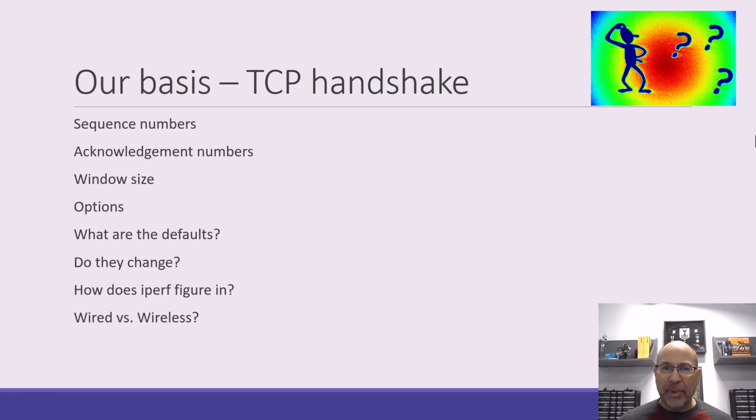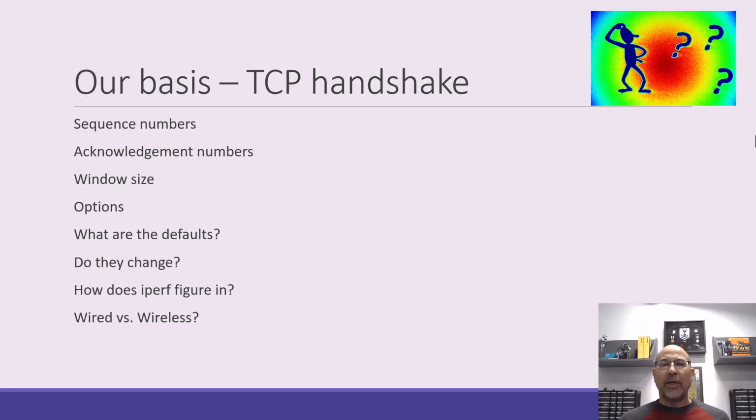And so what's happening in that handshake? Well, we've got sequence numbers and acknowledgement numbers that we're going to establish. Each side has sequence numbers. Each side has acknowledgement numbers. Now, the acknowledgement numbers reference the sequence numbers from the other side. We're also going to negotiate window size at this point, and then we're going to decide what options we're going to use for this connection.